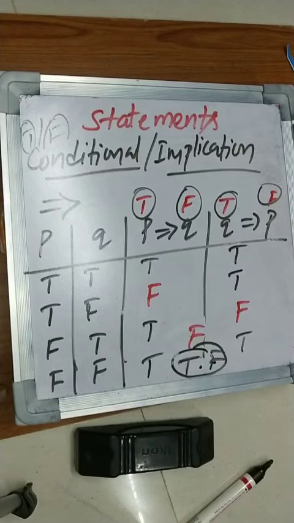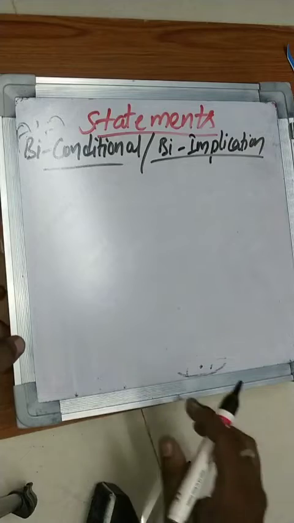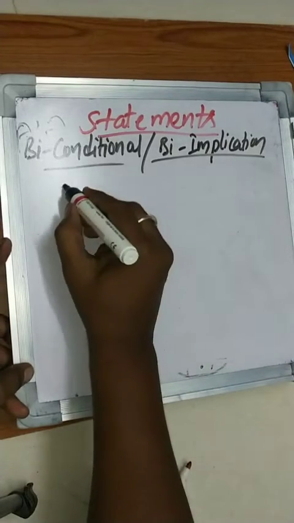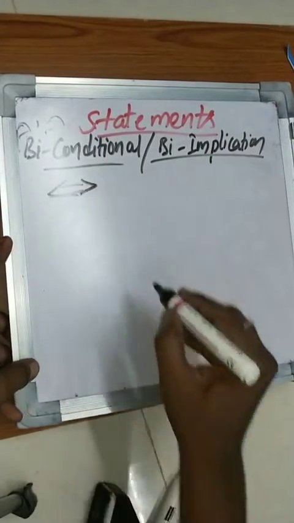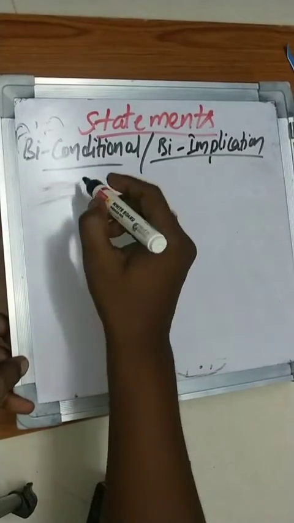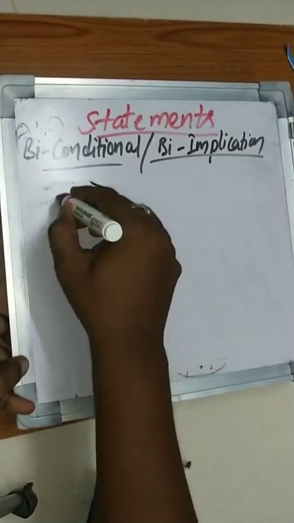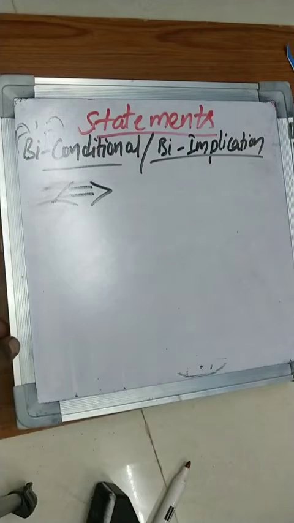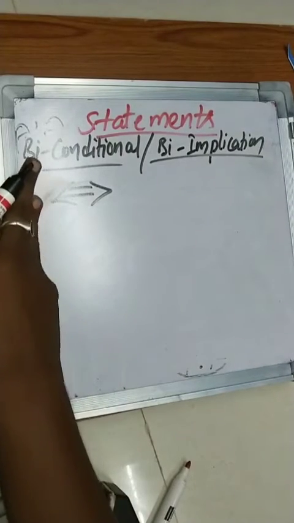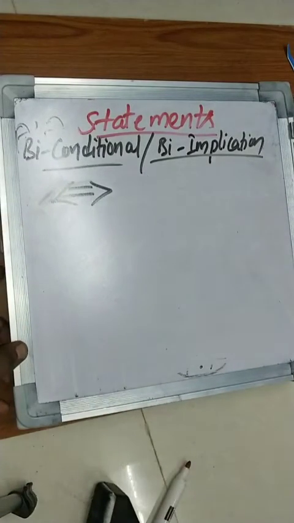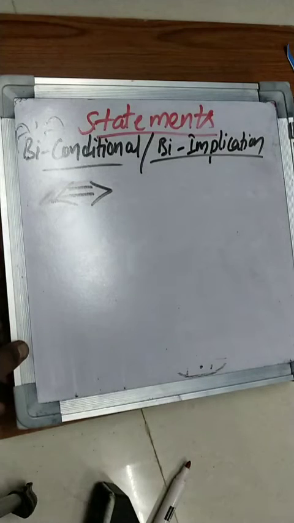Let's go to the next one, bi-conditional, or bi-implication. We will have this symbol. We can also say in simple terms that it is a double implies. Okay, so double implies.